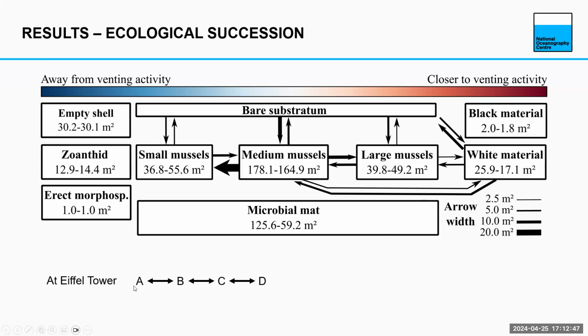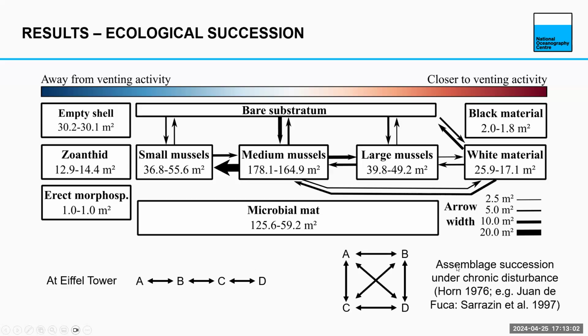Something interesting as well with these arrows, if we summarize them even more, is that they take a kind of linear and unidirectional scheme. So, for example, A will never transit to D directly, which is something we have, however, observed in Juan de Fuca on the Pacific ridge. This kind of scheme has been reported before in ecology in general, and is more relevant for communities that undergo chronic disturbance.